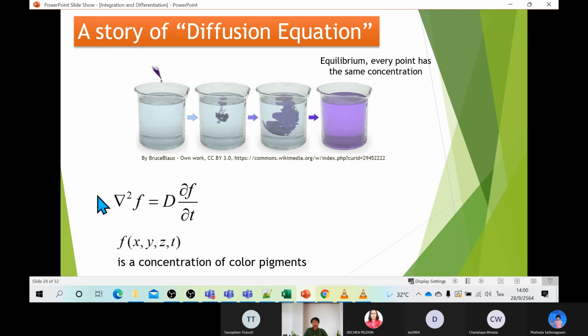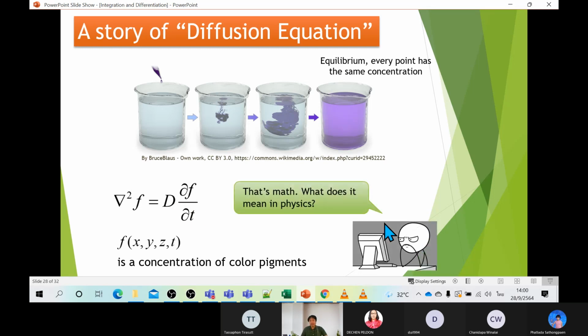On the left-hand side you have this Laplace, but look, on the right it is no longer zero but something else. It has a constant and this change of f per time, where f is the concentration of the color pigment. So that's the mathematics: on the left-hand side you have the Laplace of f, and on the right-hand side you have this constant, which we call the diffusion constant, times the change of f over time. Okay, so that's mathematics. What does it mean in physics? Let's get to the understanding of the physics behind diffusion.